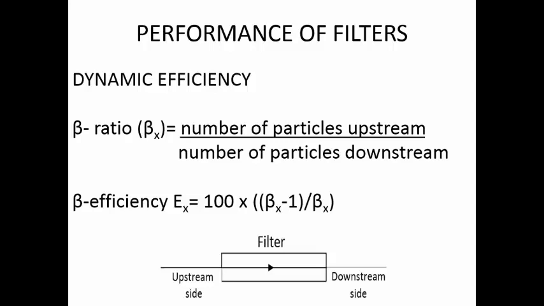Efficiency of the filters is basically measured by using two parameters. One is alpha efficiency and the other one is beta efficiency. The main difference is in exactly how we are going to conduct the testing. Based on that, the parameters are going to be slightly different. But beta efficiency is a more commonly used parameter to talk about the efficiency of the filter.